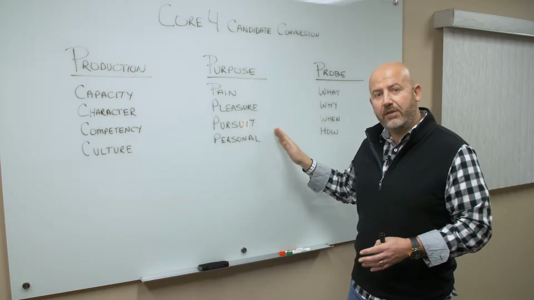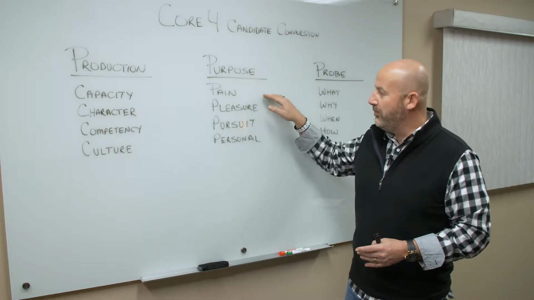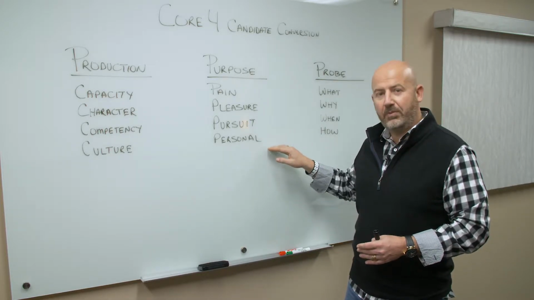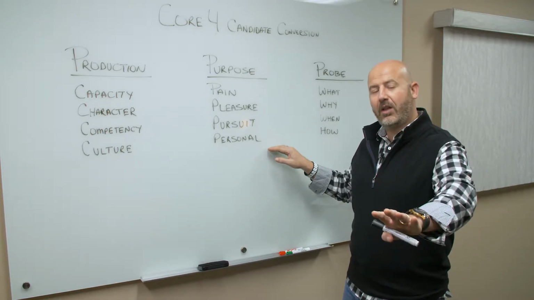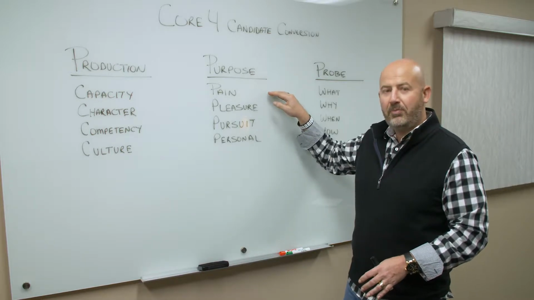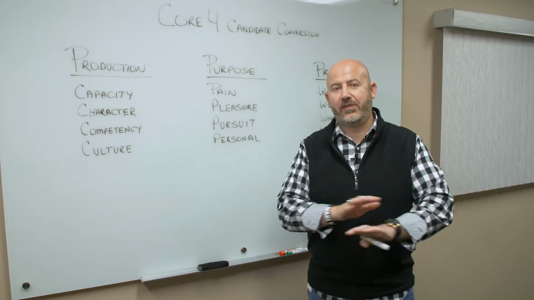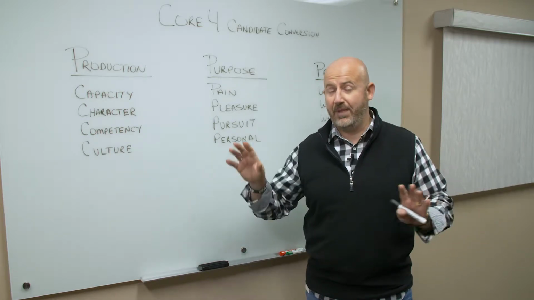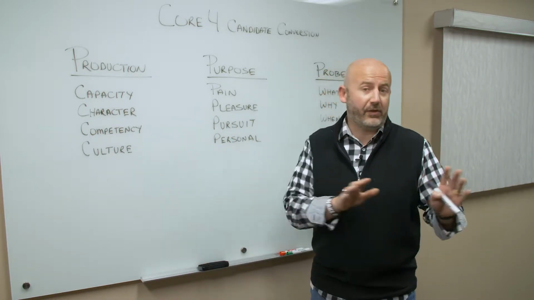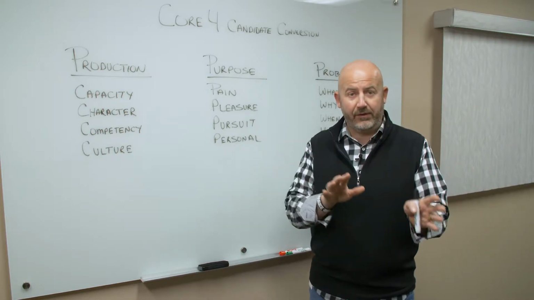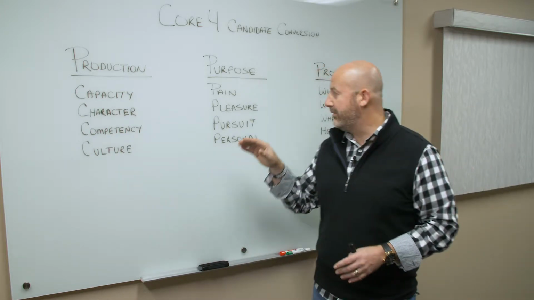Now let's look at each of these 4 under Core 4 purpose. Pain, pleasure, pursuit, and personal. And you've probably heard all of these at one point or another. Pain, what are the things the candidate has today that they absolutely want to get rid of? Maybe it's an overbearing boss. Maybe it's a commute to work. There's a number of things painfully that you've got to uncover.